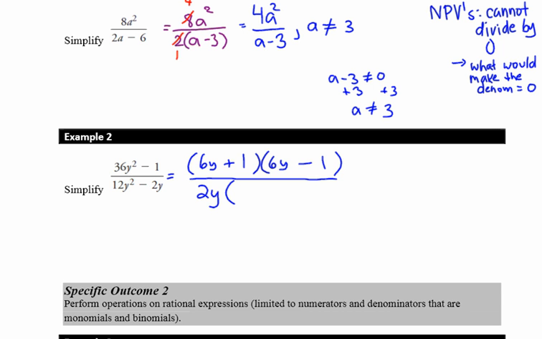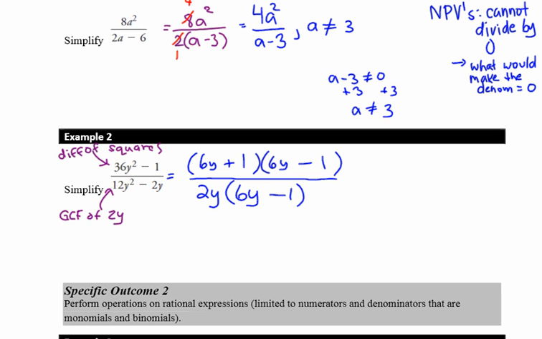12y squared divided by 2y. 6y. 2y divided by 2y. Anything divided by itself? 1 is 1, minus 1. So that's a common mistake, right? We factored out 2y. So the top was a difference of squares. The bottom, there was a common factor of 2y. So we factored out the 2y.